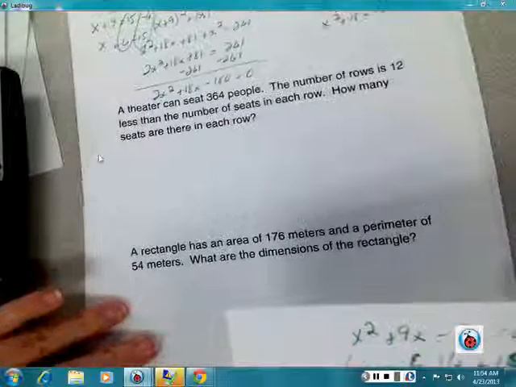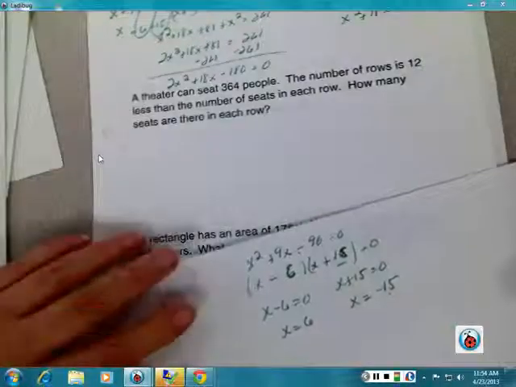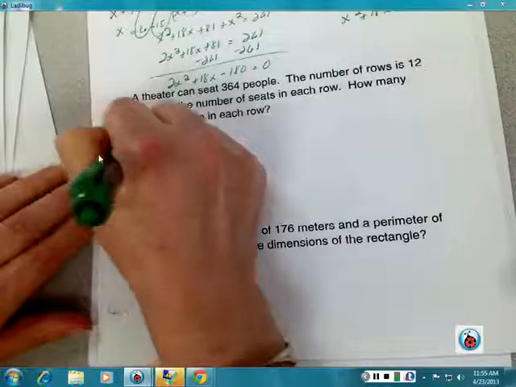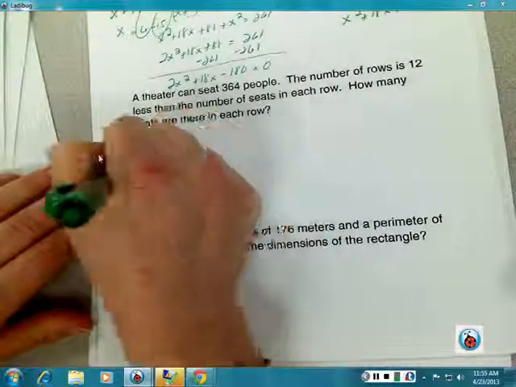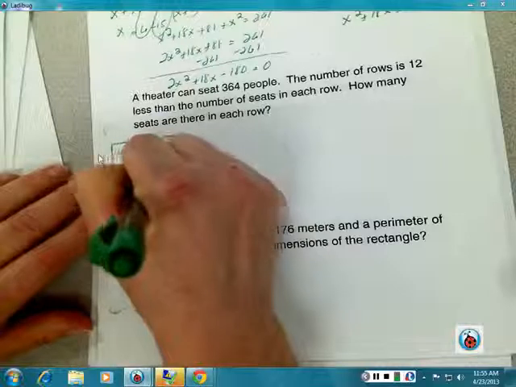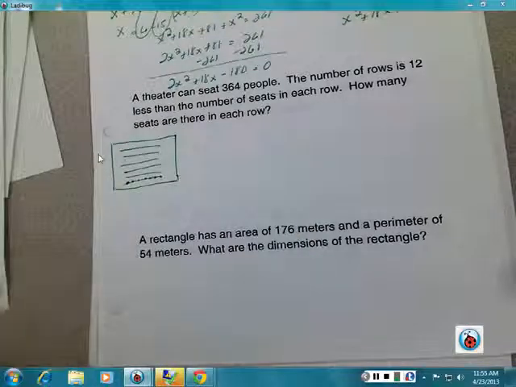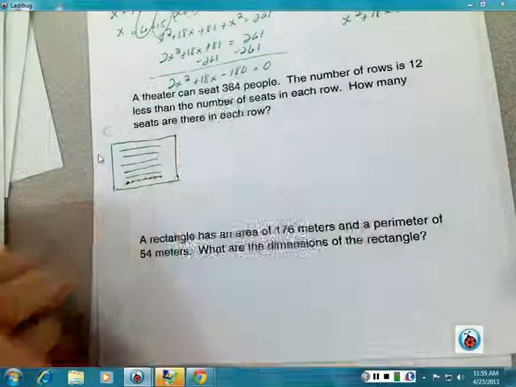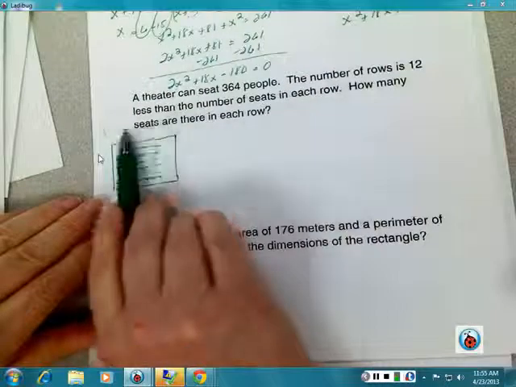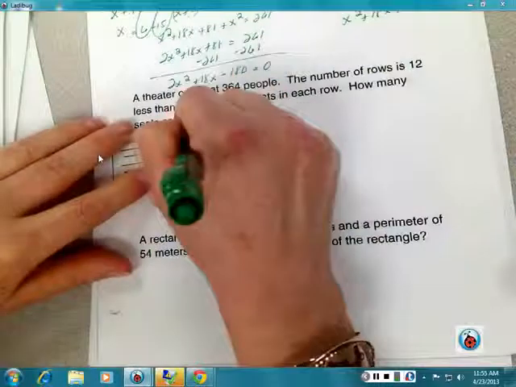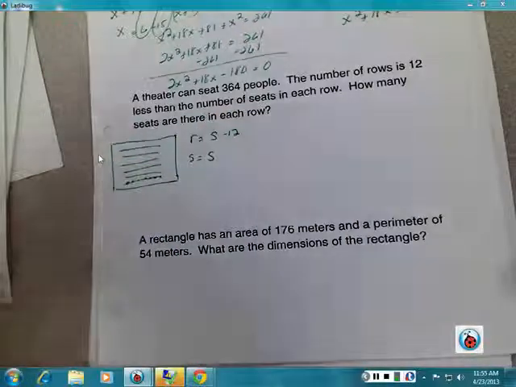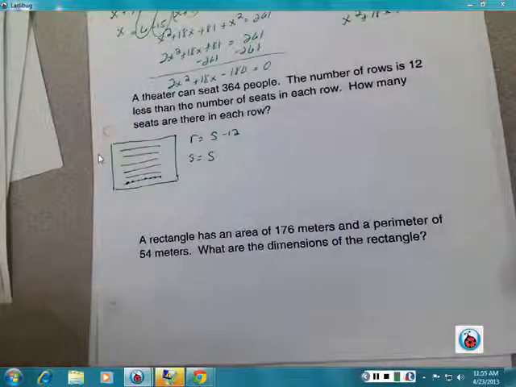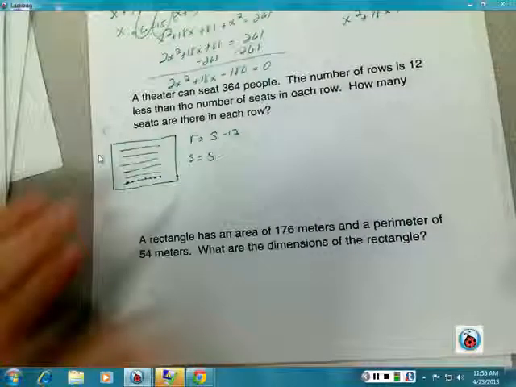Continuing on, if we take a look at the theater here, what does a theater look like? Well, theaters are, of course, usually rectangular unless they're round. In this case, it's rectangular, and we have rows in our theater. And in each of these rows, we have seats. And so our theater has that type of a dimension to it. So a theater can seat 364 people. The number of rows is 12 less than the number of seats. So rows is seats minus 12, and seats are seats. So S is our seats, but our rows are 12 less than the number of seats that we happen to have. So it's how many seats are there in each row.